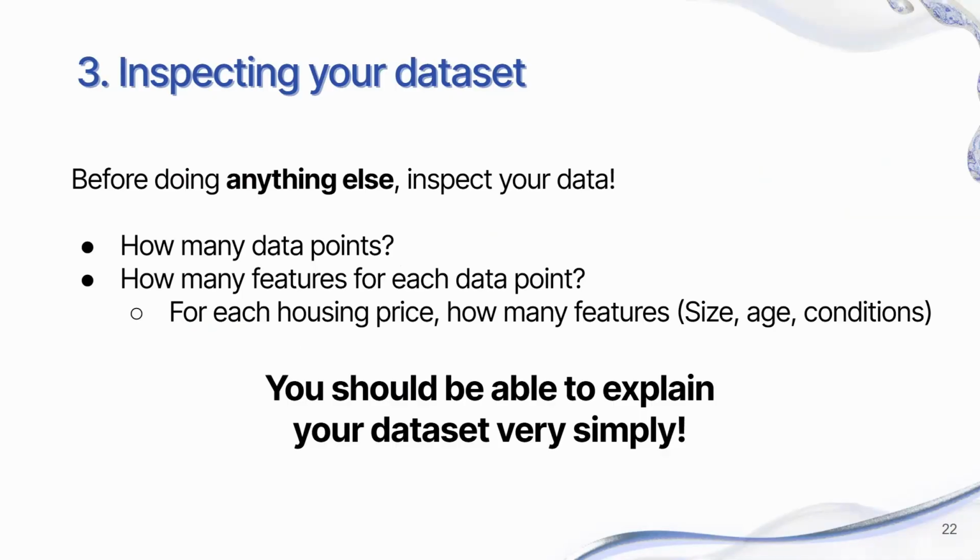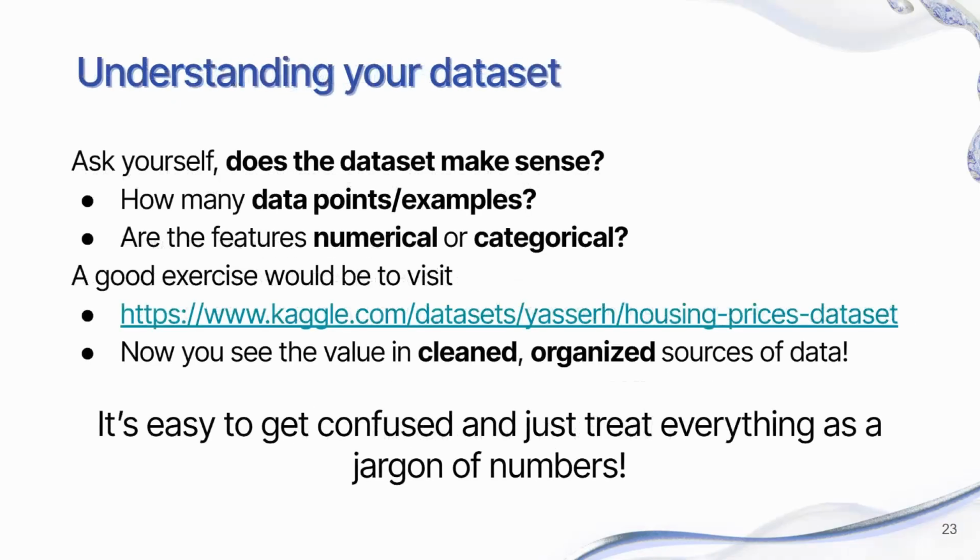And for each data point, you should look at what features each data has. For example, let's say you have a housing price data set. How many features are there? What are we looking at in order to be able to predict the housing price? Is it the size? Is it the age? Is it the conditions? And the ultimate goal is that you should be able to explain your data set very simply. Does that make sense? So ask yourself, how many data points and examples? And are the features numerical or categorical?